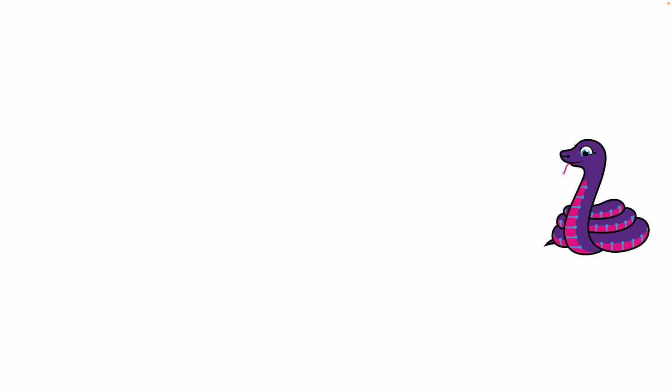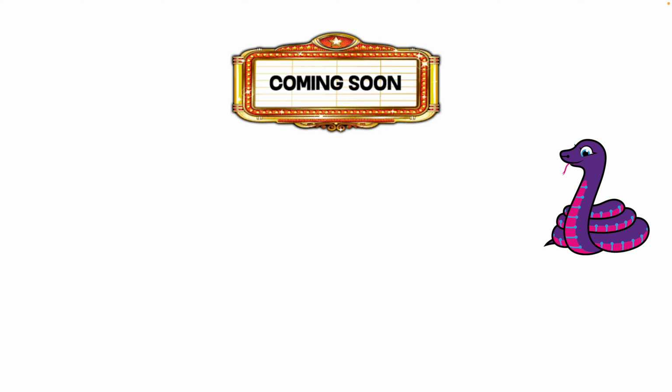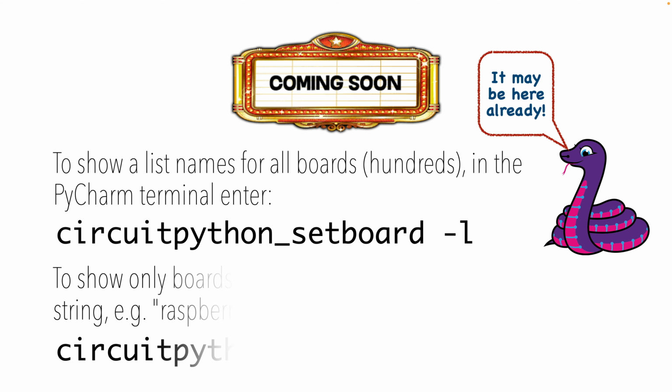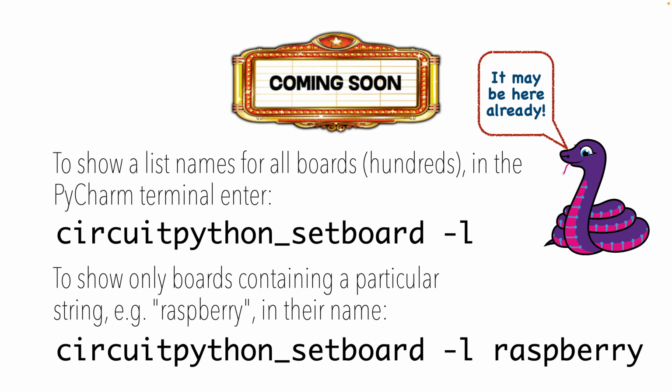Now, if you have a different board and you want to know the name, there's a soon-to-be-released modification that you may already be able to use. To list all the available boards in the terminal, after the prompt, you should be able to enter CircuitPython_setBoard and then space -L for list. And if you press return there, you'll receive hundreds of boards that you can scroll through. You might want to hunt for boards that just have a particular string in the name, like Raspberry. And to do that, you simply add space Raspberry after this command.